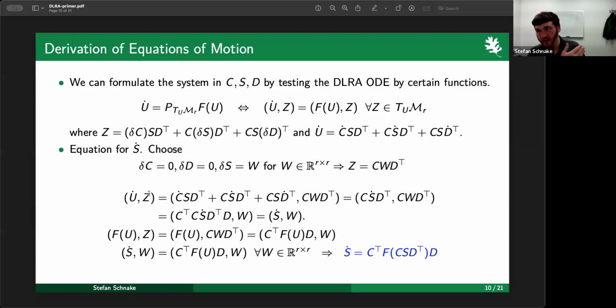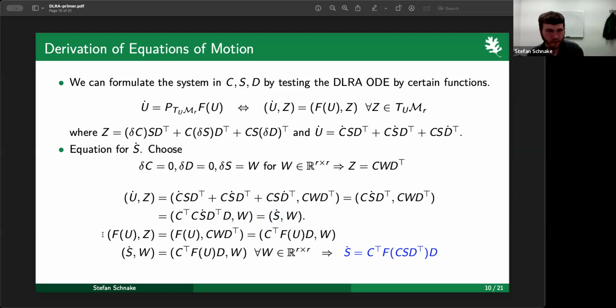And essentially then, if I plug these definitions into the equation right here, U dot inner product with Z, I can expand out U dot into my product rule formulation. And essentially the Frobenius inner product allows you to move C to the other side and D to the other side by taking transposes. This is the cyclic property of the trace. And what's notable is that C dot is orthogonal to C, so that goes away. And then D dot is orthogonal to D, so that goes away. So you're just left with the middle term of U dot. And then again, I can move the C over and the D over. And since C and D are orthonormal, they turn to identity, and I just get S dot times W.